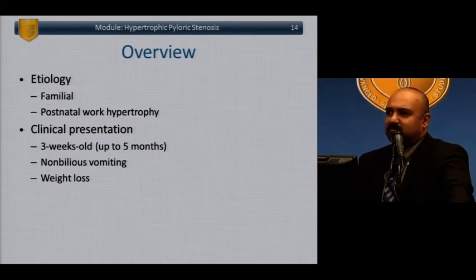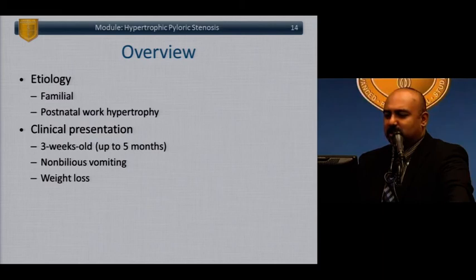Clinical presentation is usually about 3 weeks. Somewhere between that 3 to 6 week period is when we see most of these cases. It's very rare to see it beyond that. The biggest presenting factor is lots of emesis, projectile emesis, but non-bilious emesis. So there's no bile in this, it's just whatever your stomach contents are. In very severe cases, we see weight loss and severe dehydration.